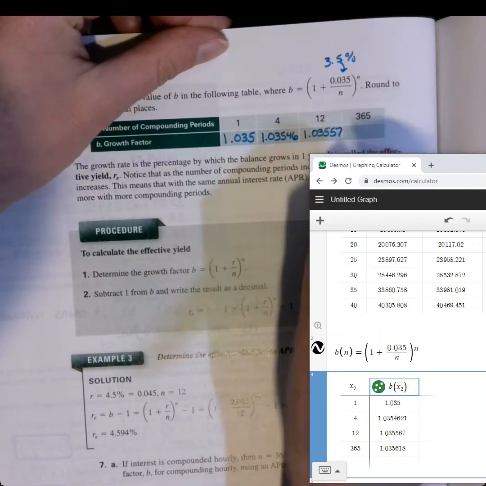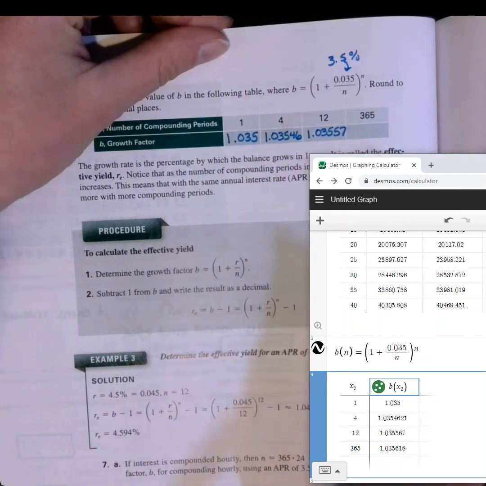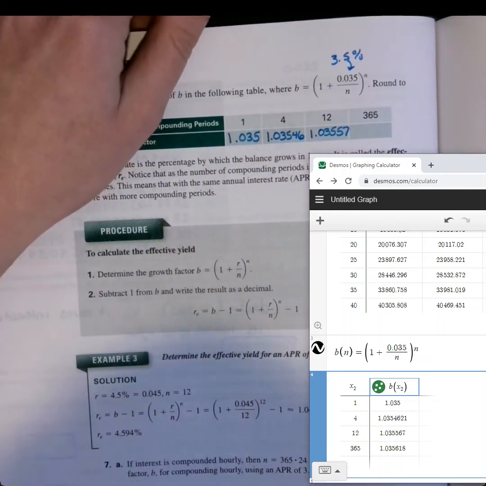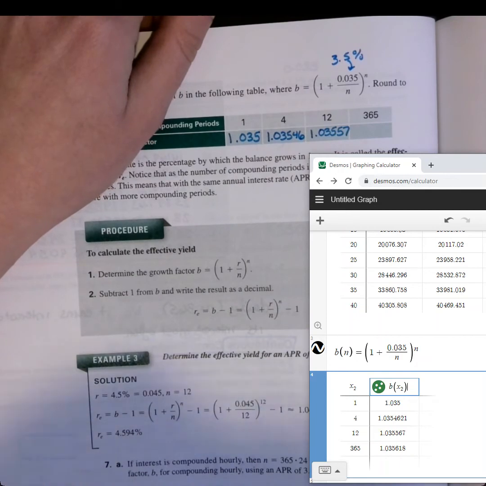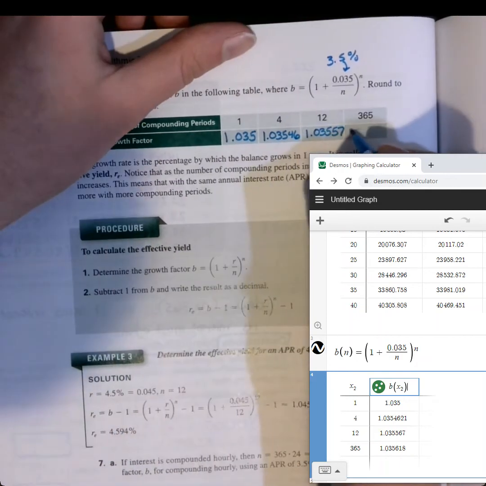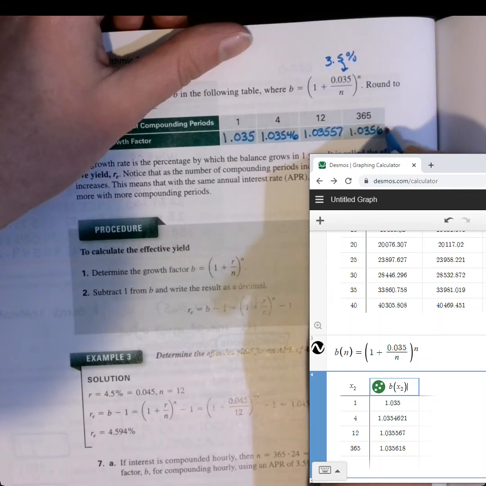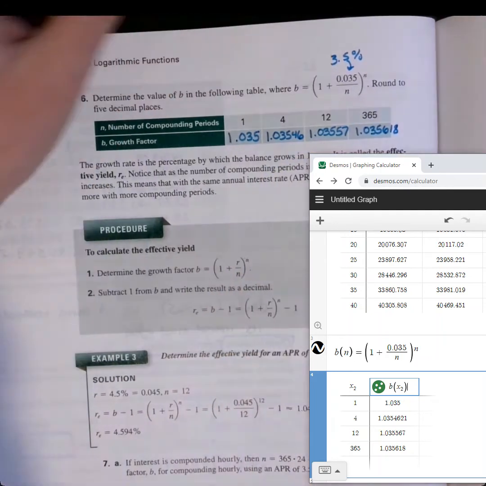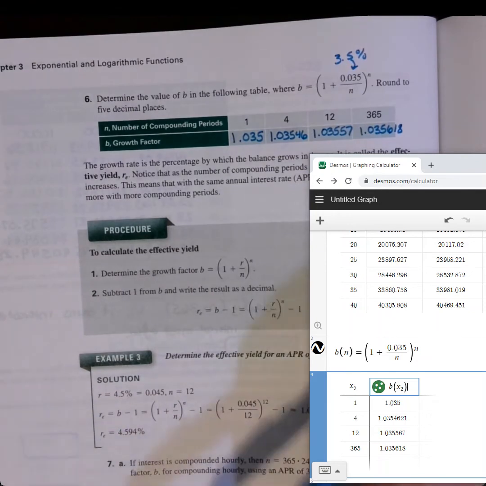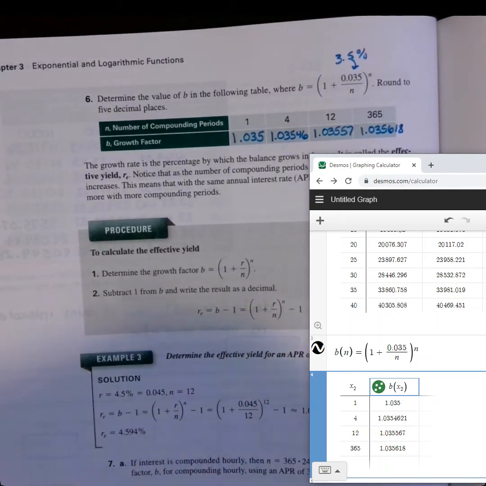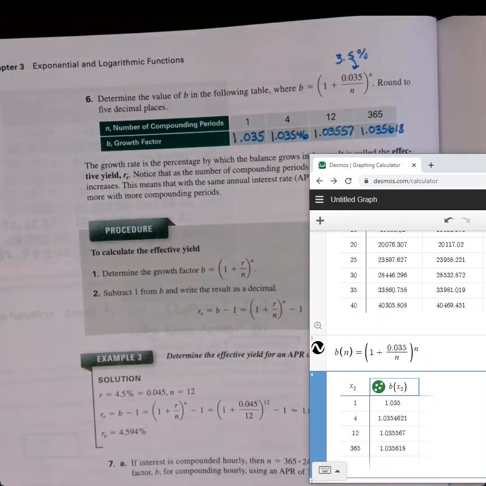1.03557. So just a teeny bit bigger, right? And then if we did it daily, 1.03562. I could just keep the 618. I don't need to round it to 62. I mean, that's what we see up there. This one was to 5 places. So I was going to do 5 places, but 6 is fine there as well.